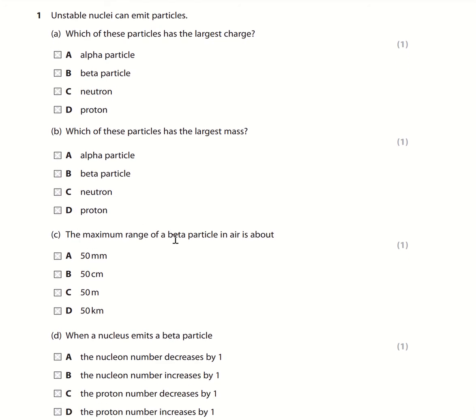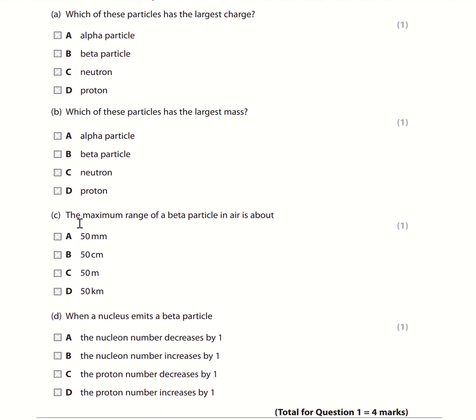The maximum range of a beta particle in air is about 50 mm, 50 centimeters, 50 meters, or 50 kilometers. The answer is 50 centimeters for the maximum range of a beta particle in air.